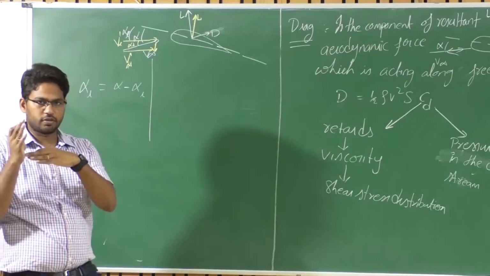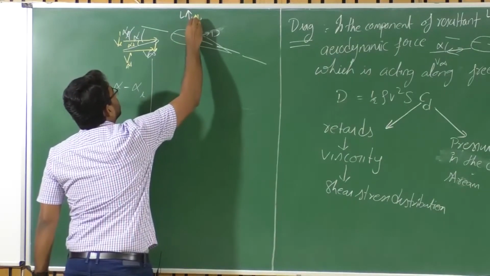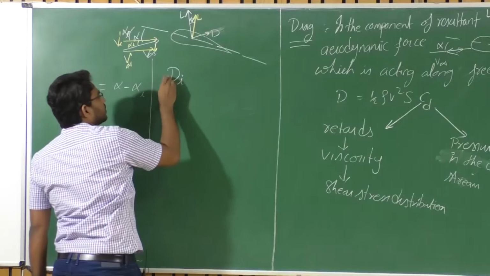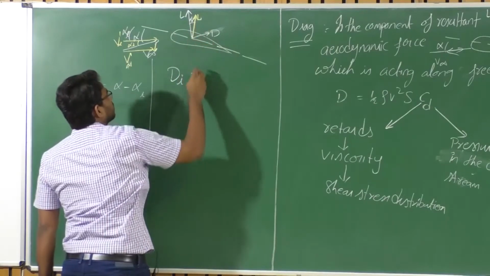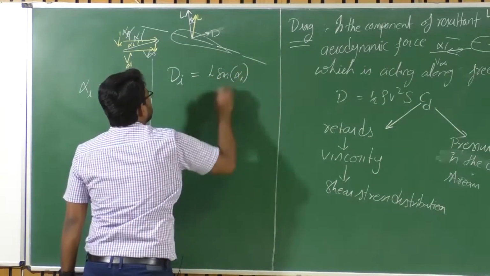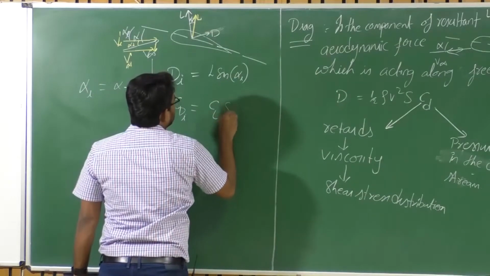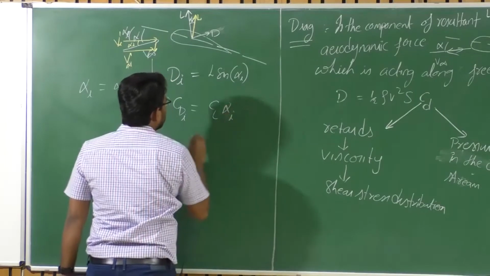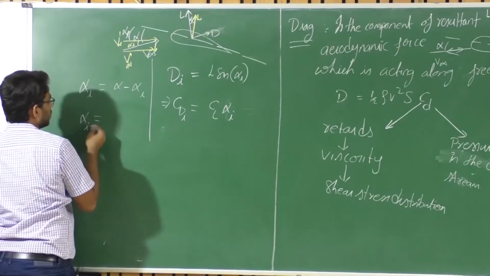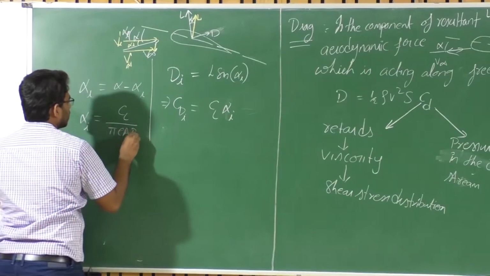Because of the induced angle of attack, we have a component of this acting in the direction of drag. So there is an induced drag because of the lift in the direction of the overall drag of the aircraft, which is L sin alpha I. So CDI is equal to CL times alpha I, assuming small angle of attack, and then from lifting line theory, alpha I is equal to CL upon pi E AR.